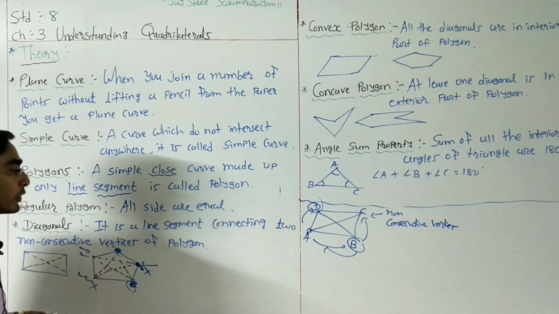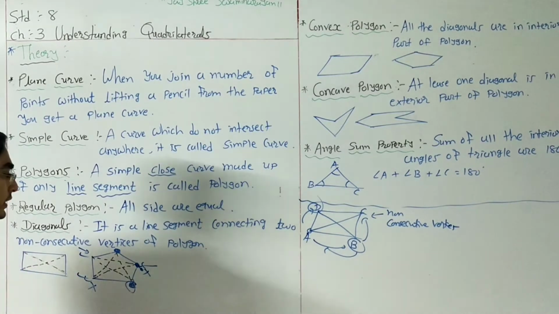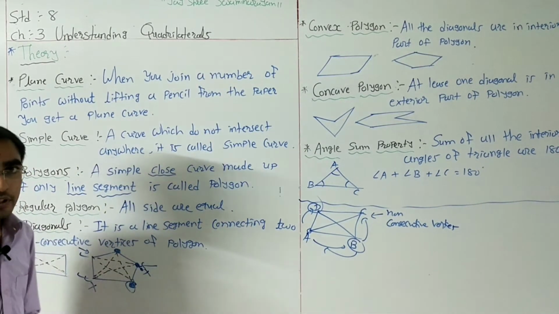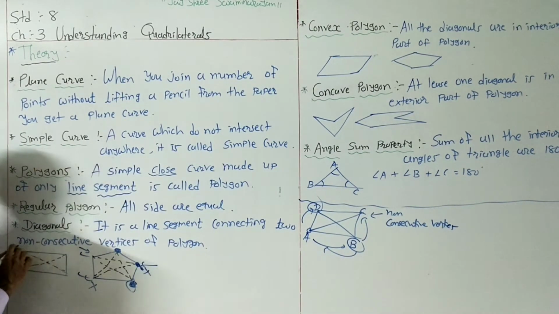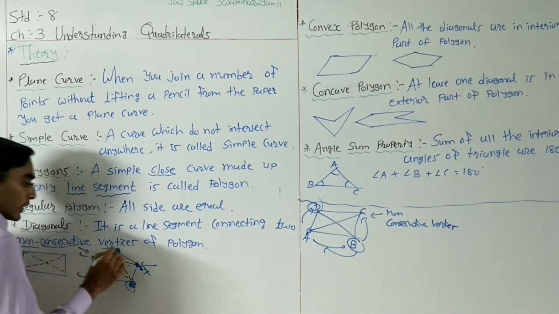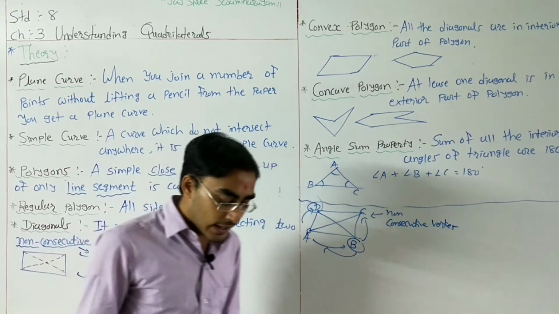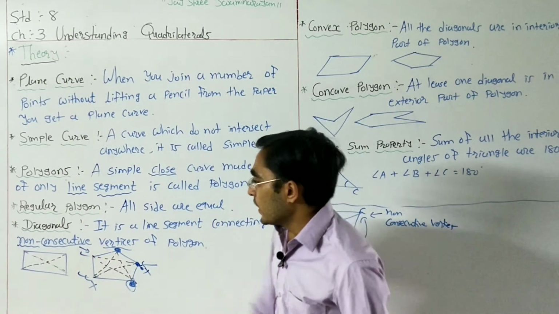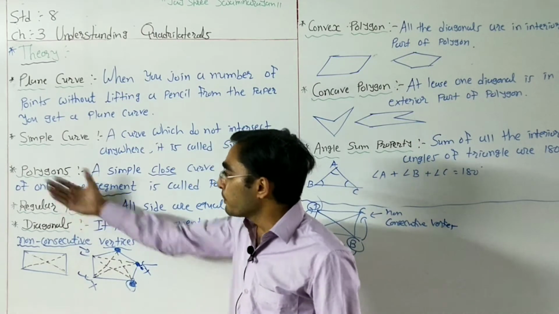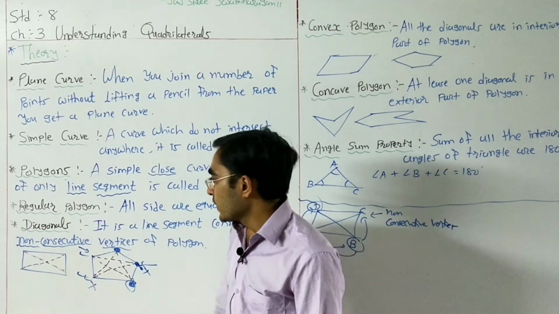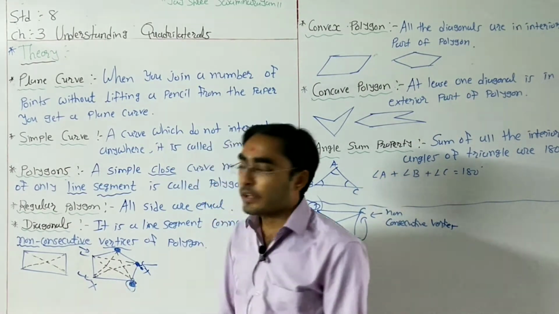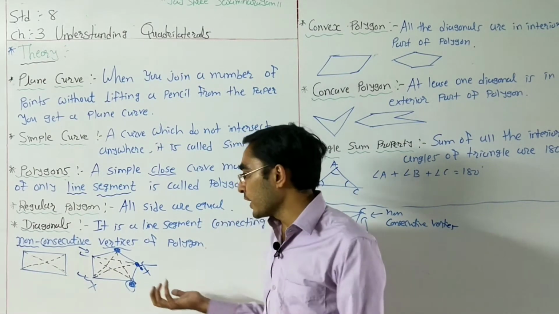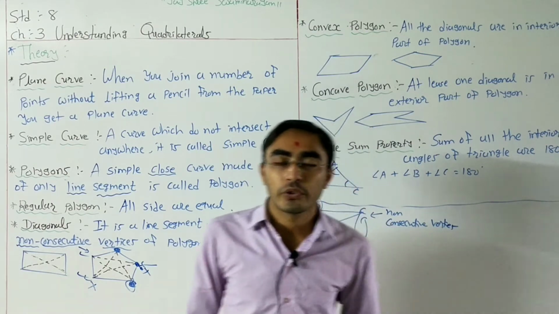So alternatively, what do we need to do for diagonals? It is a line segment connecting non-consecutive vertices. We just need to consider this one word: non-consecutive vertex. That is called a diagonal. And these two are also polygons. This is a quadrilateral, this is a pentagon. Based on sides, we have different names of polygons.